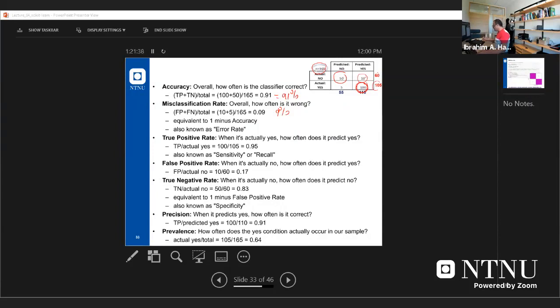We have precision, and precision is: when it predicts yes, how often is it correct. It will be 100. It's like true positive rate, in fact.